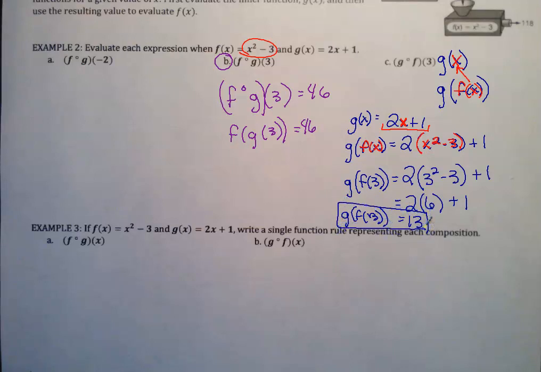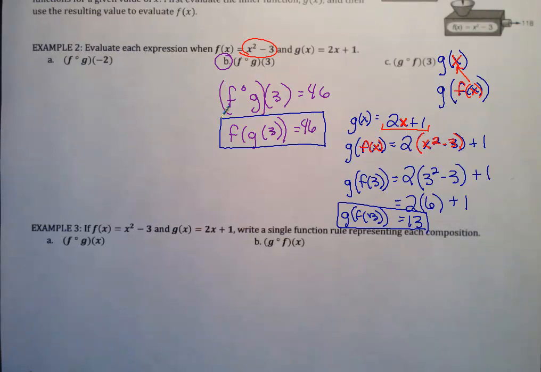Where f of g of 3 was equal to 46. So right here we can see, does the commutative property apply to these? No, order matters, okay? f of g is not going to get you the same answer as g of f. So we have to pay attention to the order. Fantastic.